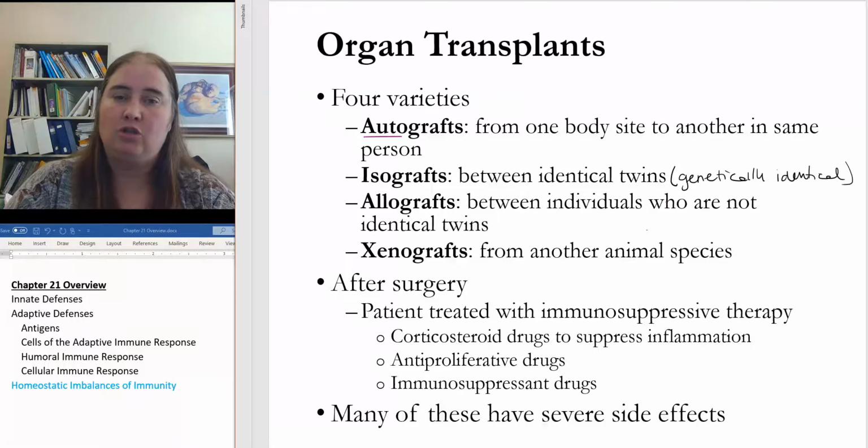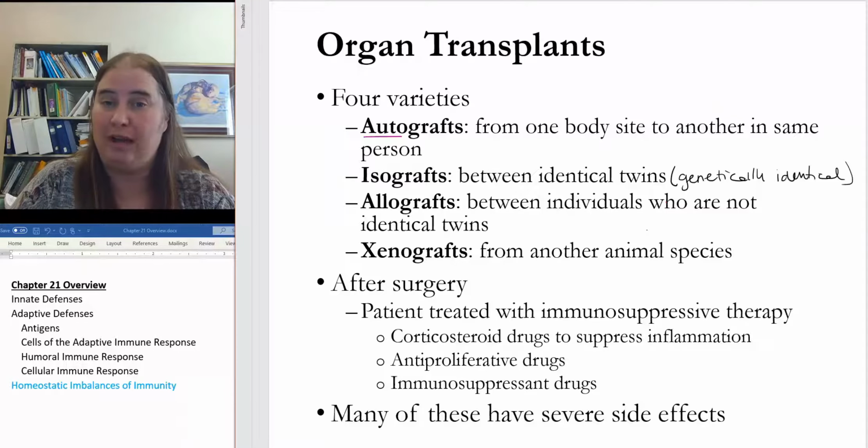Okay. So when you are testing somebody for compatibility with transplants, what they're examining is that MHC complex. Now again, we have thousands of MHC molecules on our cells. So what they're trying to do is match as closely as possible the MHC and the self-antigens amongst individuals, so that hopefully your immune system doesn't see that organ as foreign.